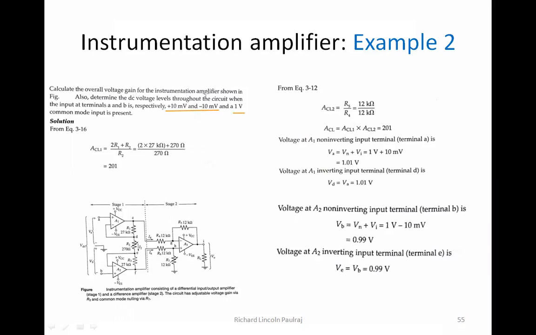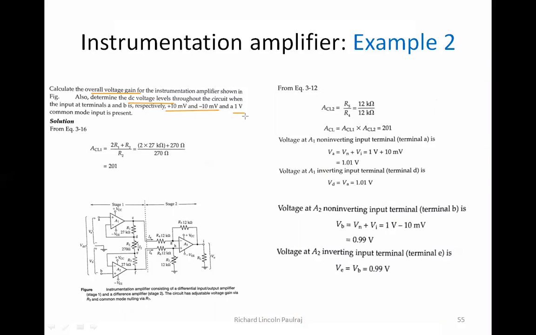And what are we to calculate? We have to calculate the gain, the overall gain. Also determine the DC voltage levels at the input terminals. Also determine the DC voltage levels throughout the circuit, right? So voltage gain, number 1. Number 2, DC voltage levels. And I know that the inputs are going to be plus 10 and minus 10, and I'm going to do it for another case where common mode is going to be 1 volt. So very interesting problem.